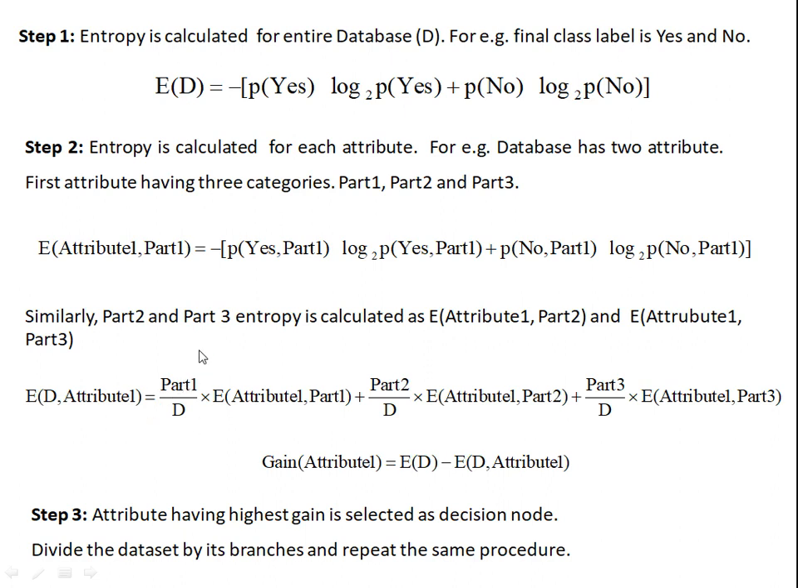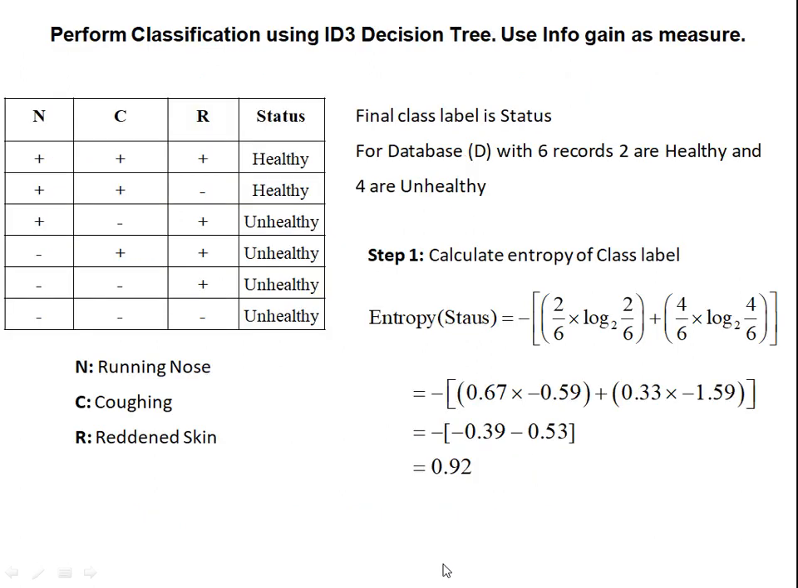This is a particular proportion of the part 1, particular proportion of the part 2 and particular proportion of the part 3. So in this way, by summation of that part 1, part 2, part 3, we get the entropy for that particular attribute. Gain is nothing but what? Information gain, which is the difference between the entropy of entire database and with respect to that particular attribute. The attribute having the highest gain is selected as the decision node. Step 3. Attribute having the highest gain is selected as a decision node and divide the data set by its branches and repeat the same procedure.